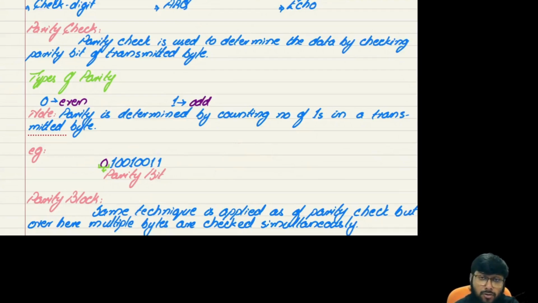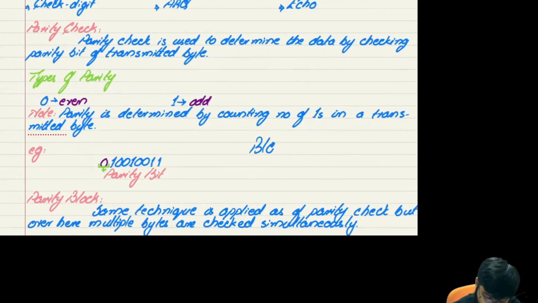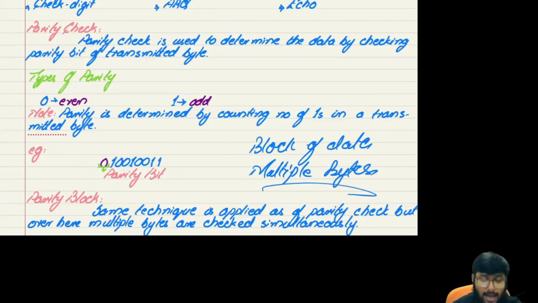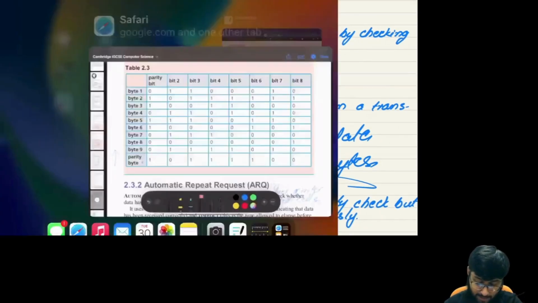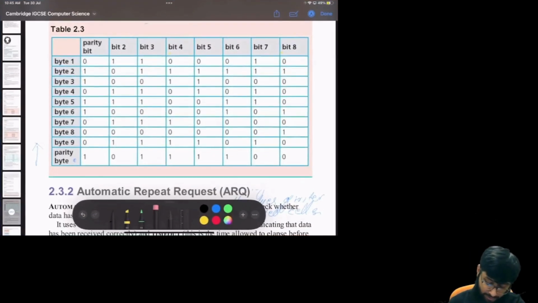When it comes to the parity block, we need to do similar stuff as we are doing with the parity check, but remember that with the parity block, a block of data is used. What is a block of data? A block of data means multiple bytes transmitted simultaneously. So we need to check whether all the bytes are transmitted perfectly or not. How are we going to check that? We are going to check it in this particular manner. Now just have an example over here.